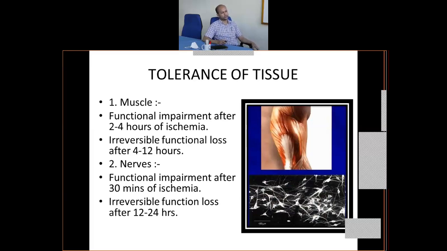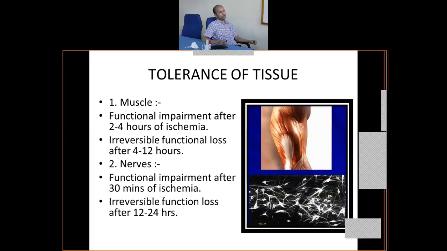Now, this particular slide is very important for you. Always remember how the tissue reacts to ischemia. In muscle, functional impairment starts after 2 to 4 hours of ischemia, but that is not irreversible. That is reversible. You release the external compression, you reduce the fracture, the artery will reperfuse, the muscle will reperfuse, and the muscle will become normal again. But irreversible functional loss occurs after 4 to 12 hours. Now the nerves: functional impairment after 30 minutes of ischemia and irreversible function loss after 12 to 24 hours.